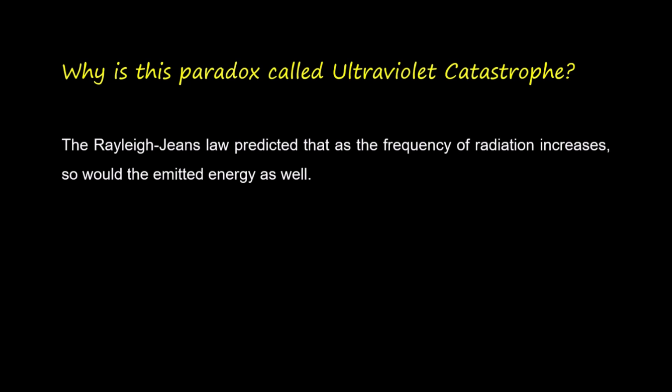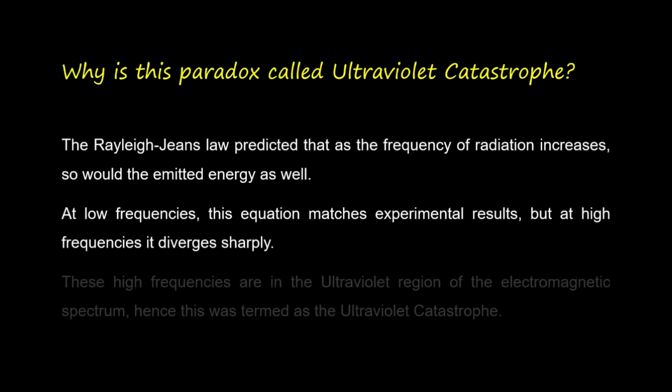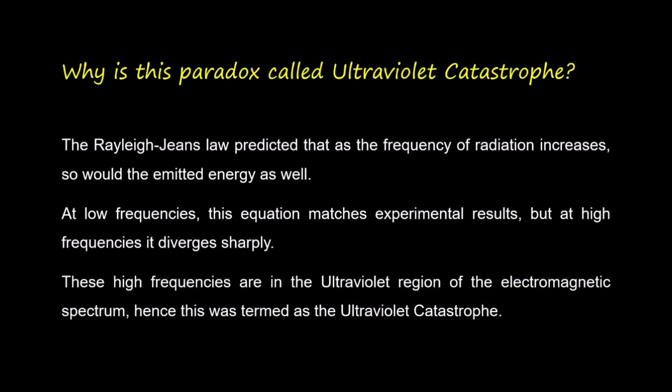So, why is this paradox called the ultraviolet catastrophe? The Rayleigh-Jeans law predicted that as the frequency of radiation increases, so would the emitted energy. At low frequencies, this equation matches experimental results, but at high frequencies it diverges sharply. These high frequencies are in the ultraviolet region of the electromagnetic spectrum, hence this was termed the ultraviolet catastrophe.